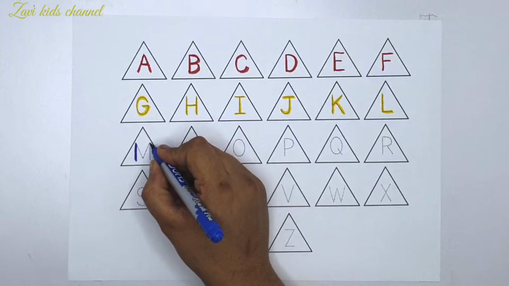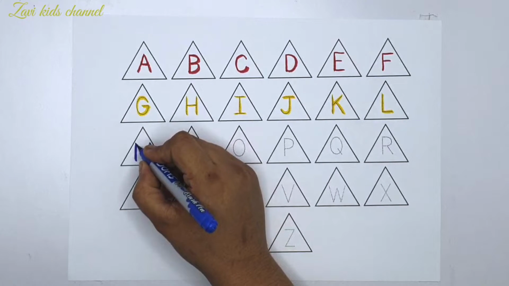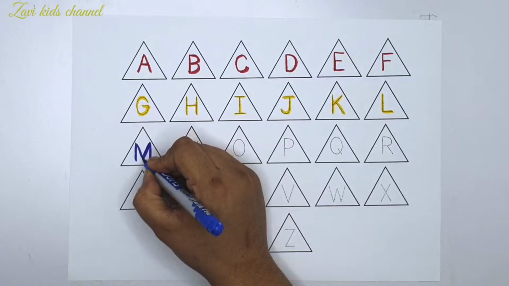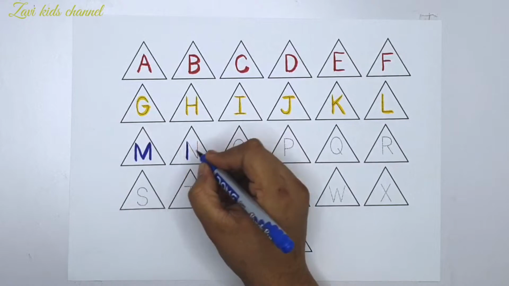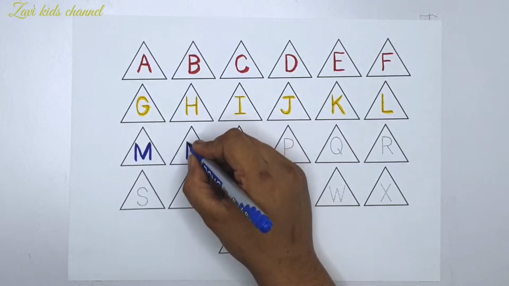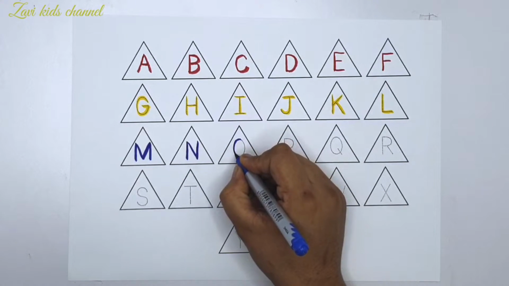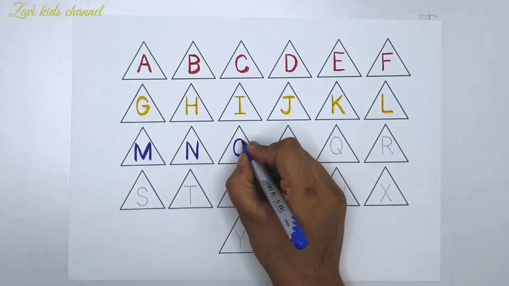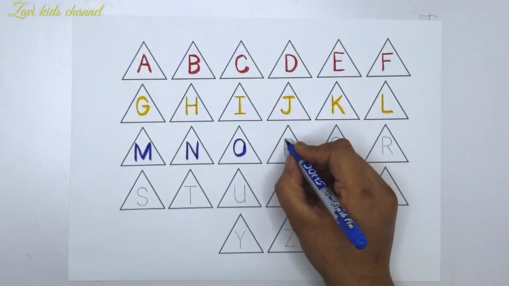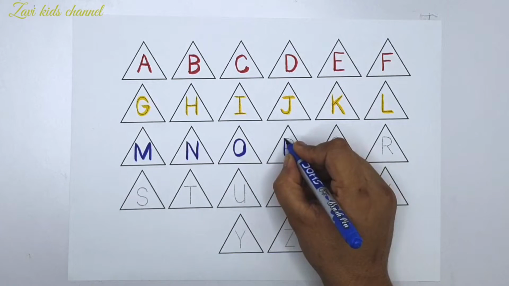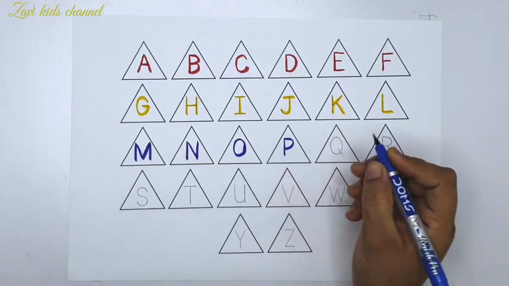M. M for monkey. N. N for nest. O. O for owl. P. P for parrot.